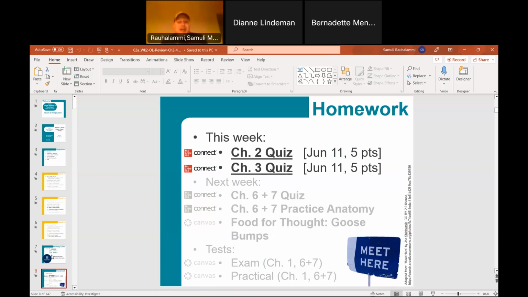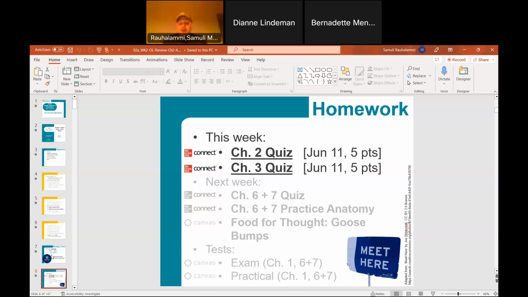Even though I know that we're still working on this week's material, I wanted to draw our attention to what's happening next week so that everyone can plan accordingly and have an idea of what's to come. Next week, we're actually moving to our first system that we're having a look at. So we'll have a look at chapters 6 and 7.